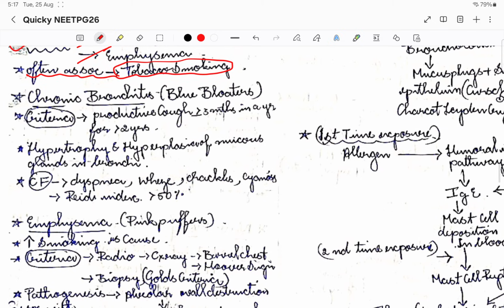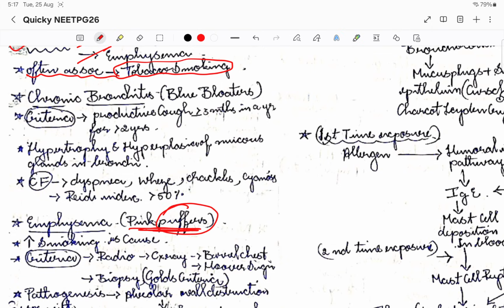Please remember, chronic bronchitis is blue bloaters, whereas emphysema is pink puffers. Pink puffers meaning, basically smoking. When we see the body of an emphysema patient, it will be pink. Whereas when we see the body of a chronic bronchitis patient, it will be blue bloaters, meaning he will be cyanosed. Okay, so let us see what happens.